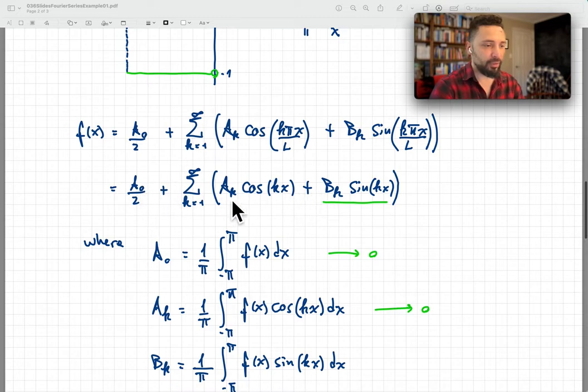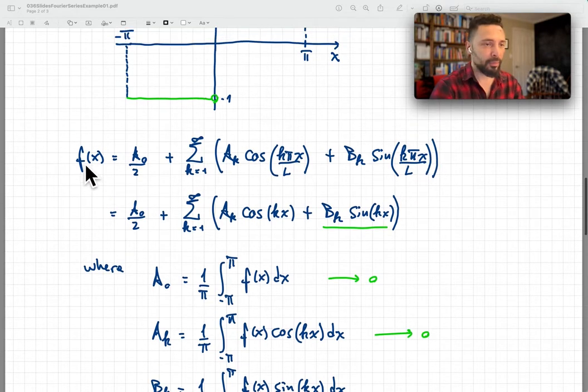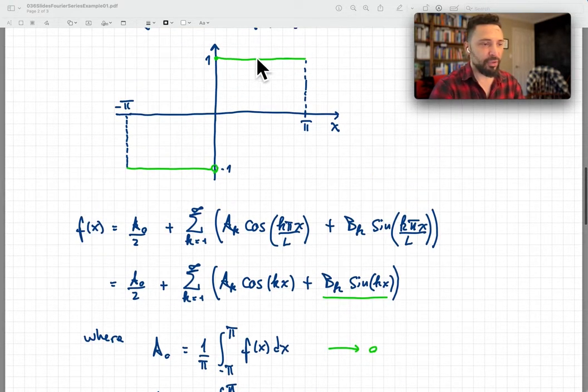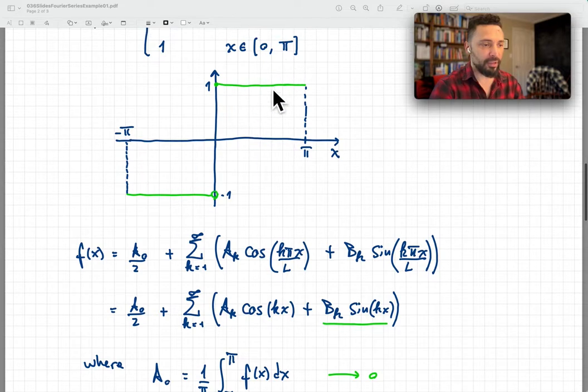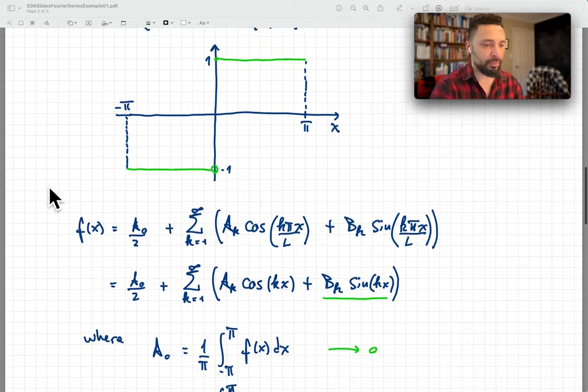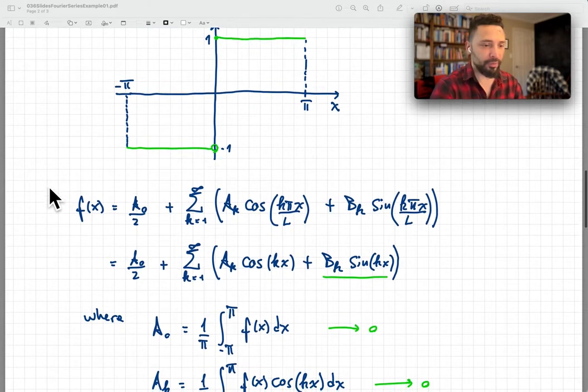We still have the a0 over 2, but now the argument of the cosine and the sine is just kx, because the L cancels with the pi. Simple as that. Now we know something else. This function is odd. It takes negative values to the left, positive values to the right, and they're exactly the same values, except that they're opposite in sign. It could have been 1 and -1. It doesn't matter which one is left and which one is right, as long as when you cross the 0, you get the same magnitude, but with the opposite sign.